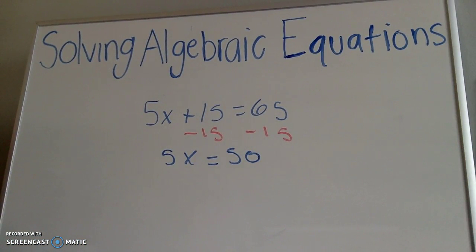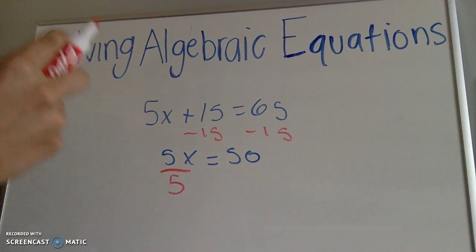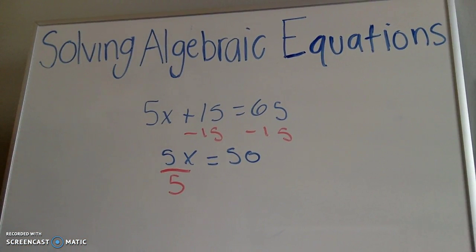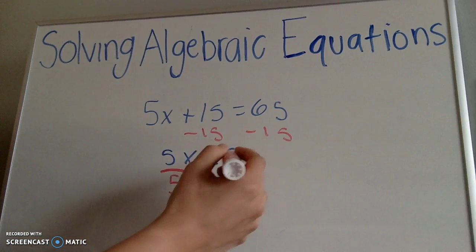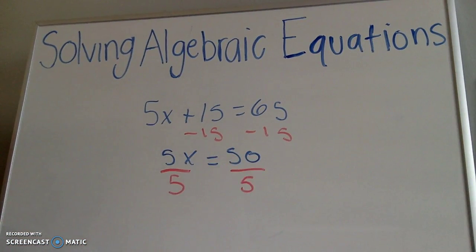Now that we have x on one side and the rest of the terms on the other side, it's time to solve for x. But how do we do this when there's a number in front of the x? Easy. Just divide x by 5. But the most important thing to remember is that you have to do to one side what you do to the other. So this means when I divide the x by 5, that I must divide the 50 by 5.